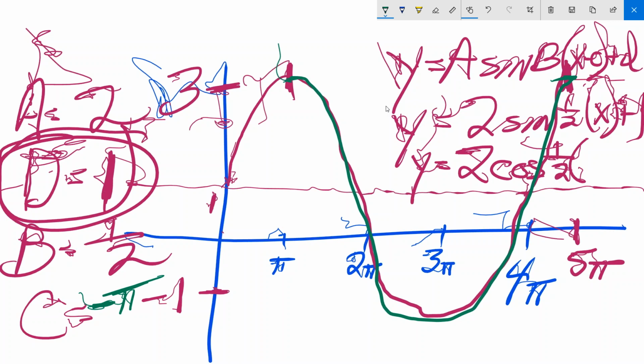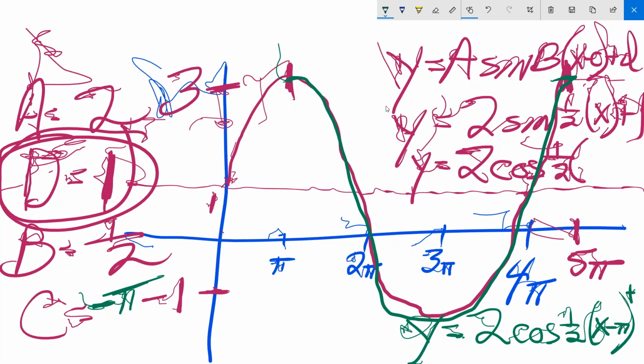So if I want to define the green curve, I can do it down here at the bottom. It's still 2, but this one's cosine of 1/2 x minus pi plus 1. And there you have a curve that has all 4 things going on to it. And incidentally, there are also reflections. The same way that you have reflections with algebraic equations, with polynomials, you can have reflections with sinusoids.